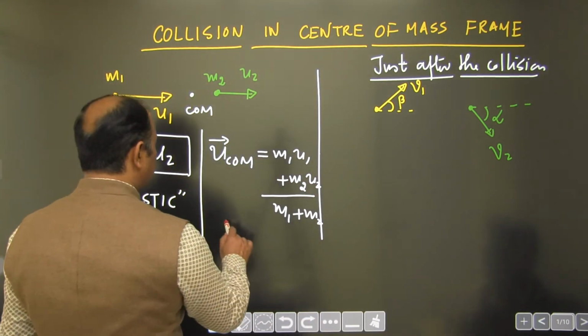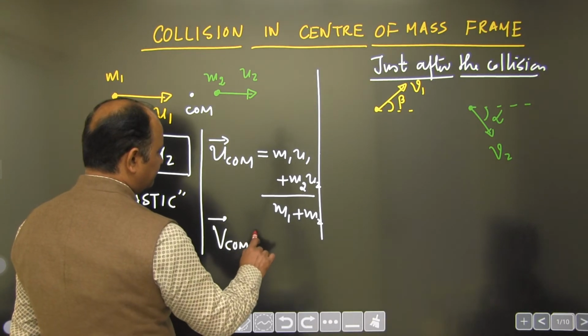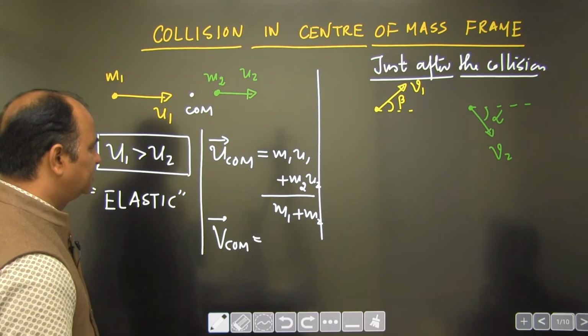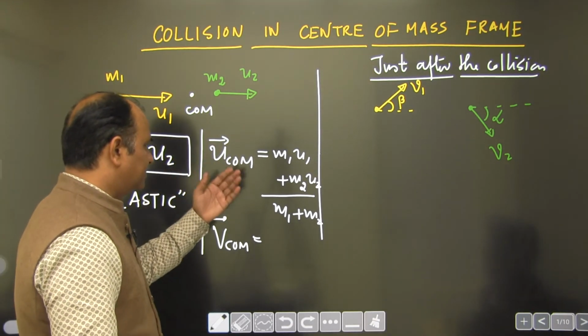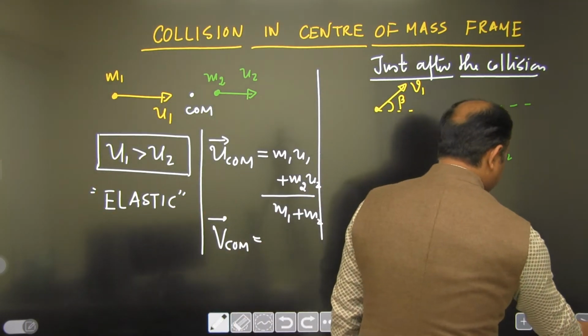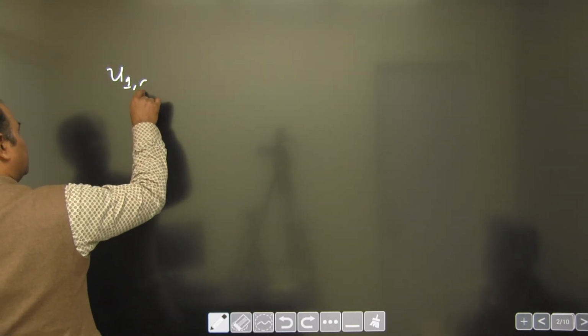So this is also the velocity of center of mass, which is exactly equal to the velocity of center of mass before the collision. So now we have calculated the velocity of center of mass. Now, if I am observing the situation from the center of mass, then we need to know what is the initial velocity of one with respect to center of mass.